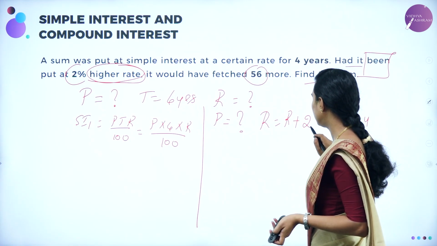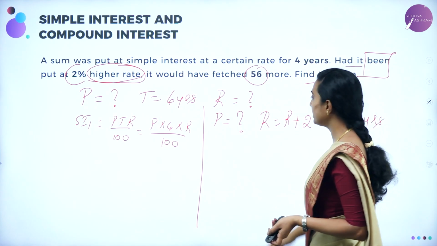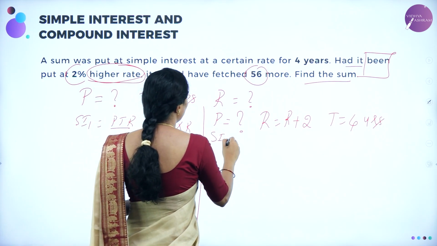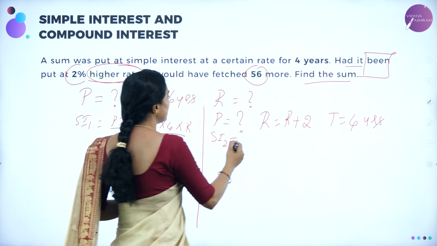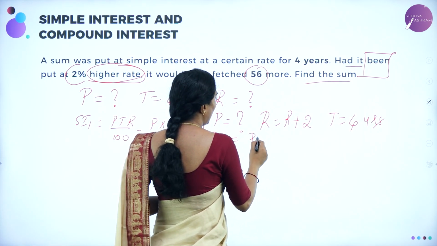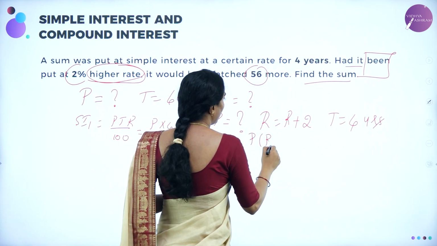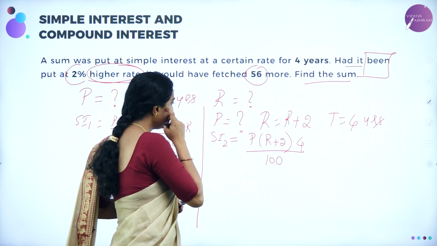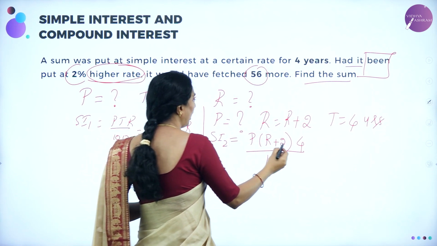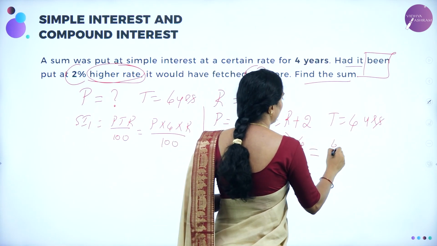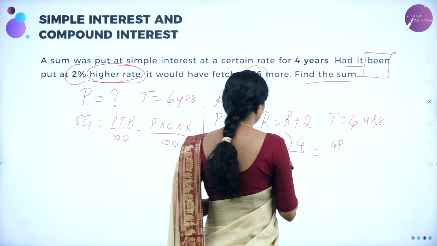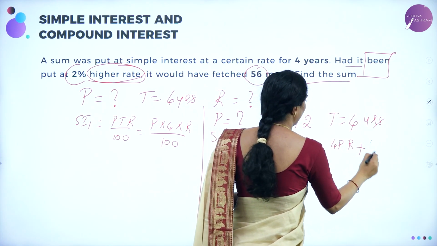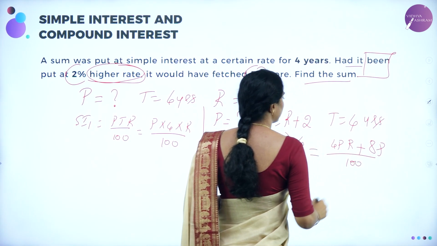Now, same formula, let me calculate SI2. SI2 will be equal to the same PTR. P we don't know, R is nothing but R plus 2, T is nothing but 4, divided by 100. Let me calculate this. You are going to have 4PR, plus 4 2s are 8, so 4PR plus 8P divided by 100.